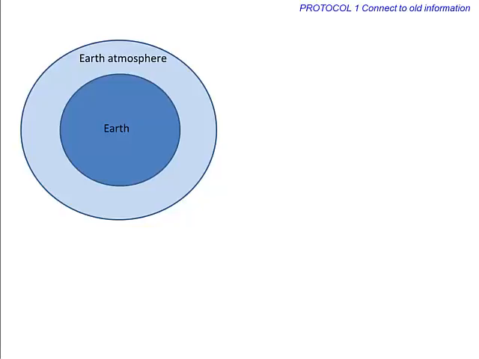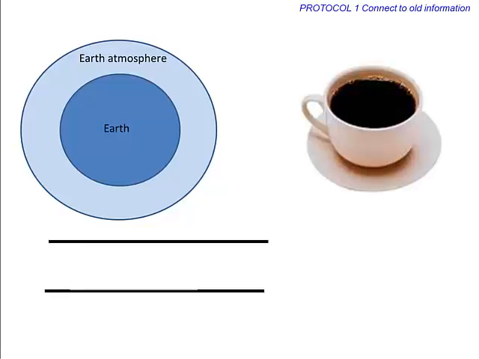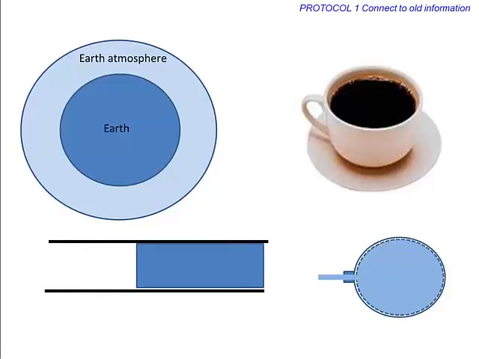A coffee in a cup is a system. A finite amount of fluid flowing through a pipe is a system. A bleeding inflated balloon is a system. In general, a system refers to a collection of matter having finite mass.